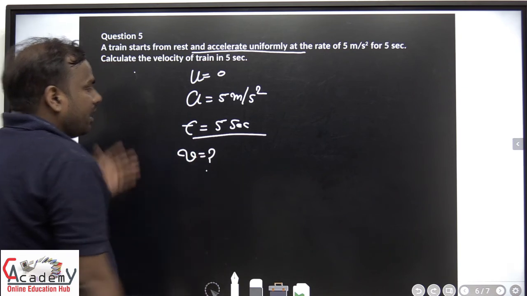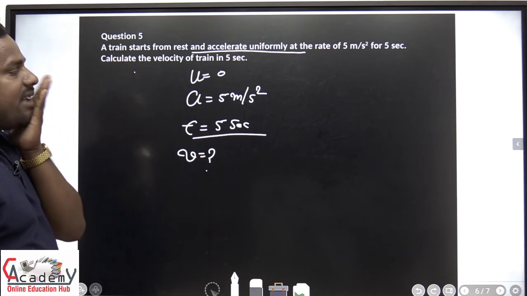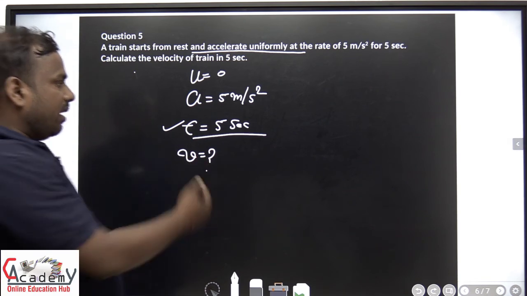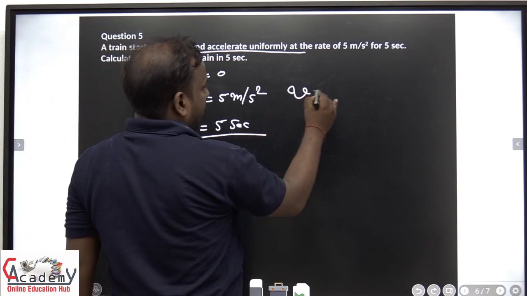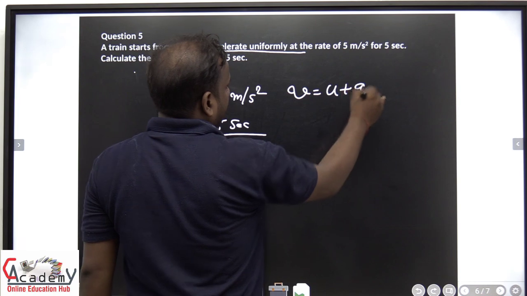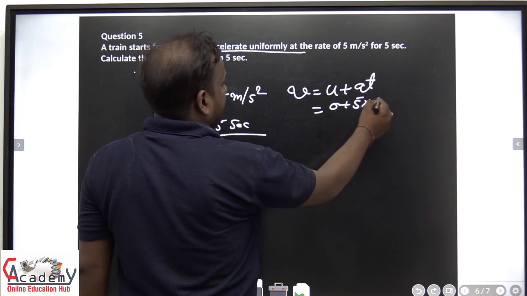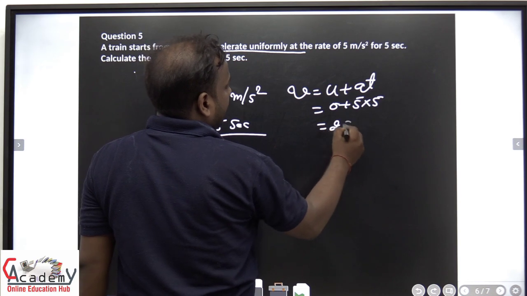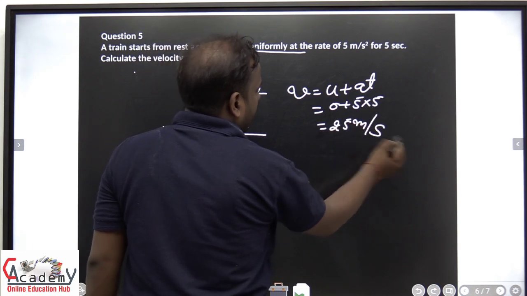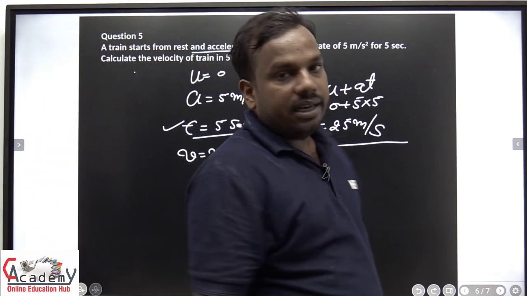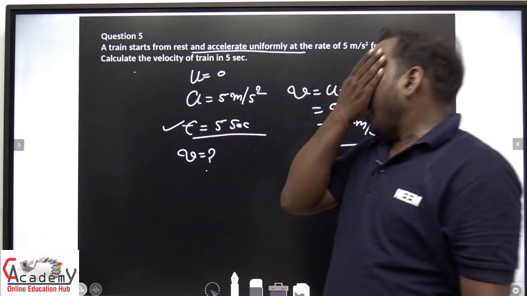Velocity means here initial velocity is given, acceleration is given, time is given, find the velocity. So here we use the first equation of motion, v is equal to u plus at. u is 0, a is 5, time is 5. So 25 meter per second. Is that clear? That is the basic question related to equations of motion and acceleration.